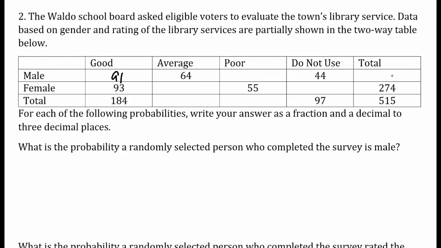I can also fill out this box over here. 515 total, 274 are female. 515 minus 274 gives me 241 males. Well, that now lets me fill in this poor because I have the whole row but one. There's 241 total. 41 did not use, 64 said average, 91 said good, which leaves me with 42 for poor. If I add those all together, I get this total, which gives me 97.